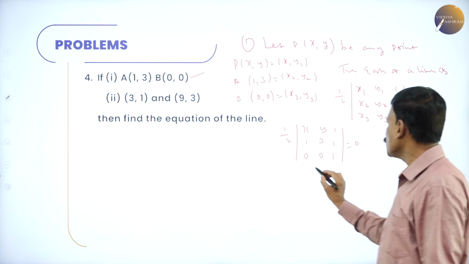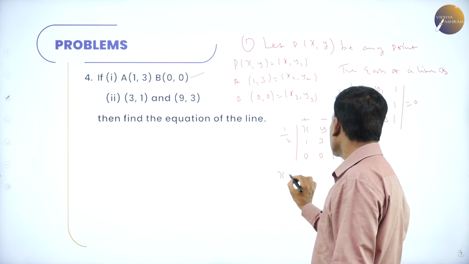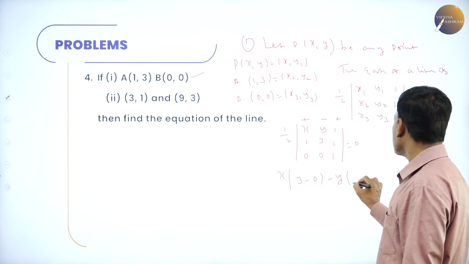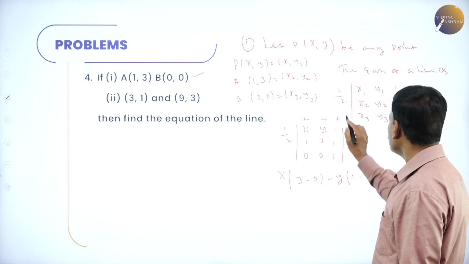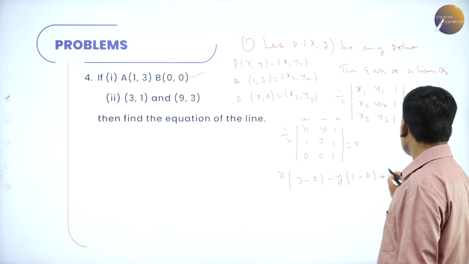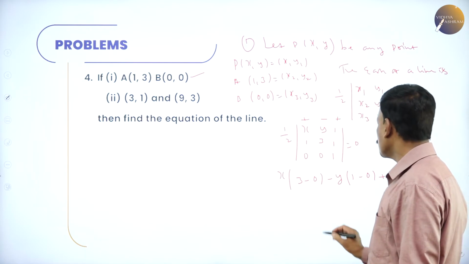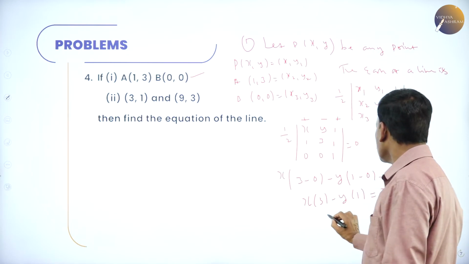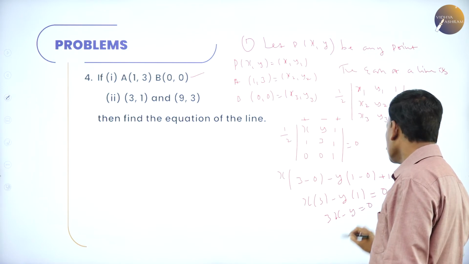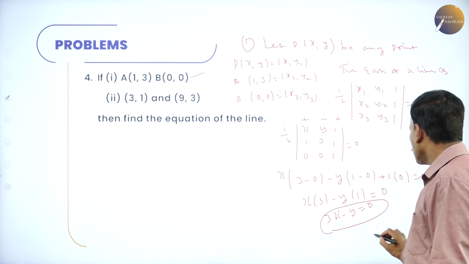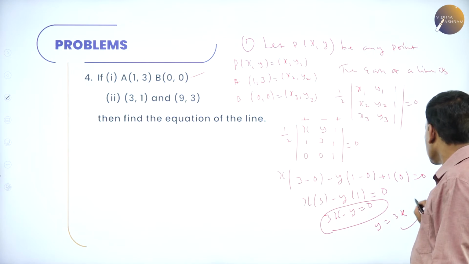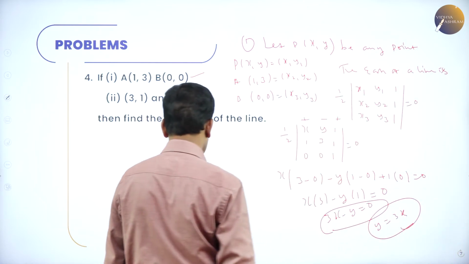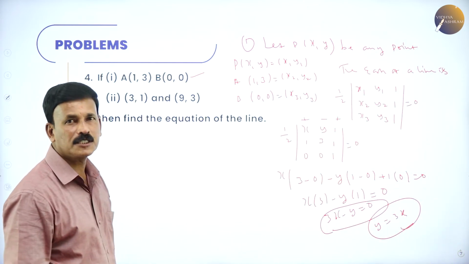Cross multiply: plus, minus and plus. x into 3 ones are 3 minus 0, minus y into 1 ones are 1 minus 0, plus 1 into 0 minus 0. You will get 0 equal to 0. This is x into 3 minus y into 1 is equal to 0, or 3x minus y is equal to 0. This is the equation of a line. Or if you want, you can write y is equal to 3x. So y is equal to 3x, or 3x minus y is equal to 0, is the equation of a line.